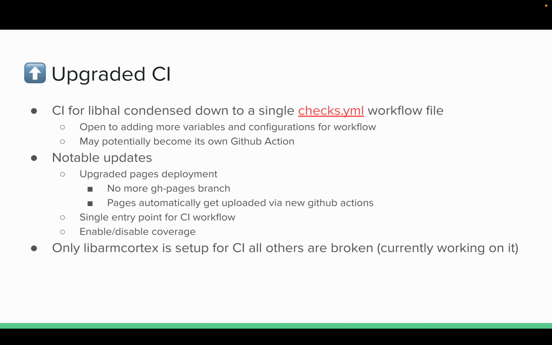The way it's designed also means it's a single entry point for CI. So rather than having four of them for lint, docs, and test, and making sure you keep them consistent, you just have one. You're able to enable or disable coverage if you want. Only libarm-cortex is set up for CI. All others are broken. We're currently working on fixing those up, so just keep that in mind. It doesn't break being able to pull them down through Conan. It just means that when we make updates, those pre-submit checks don't really do anything, or they're just all broken.